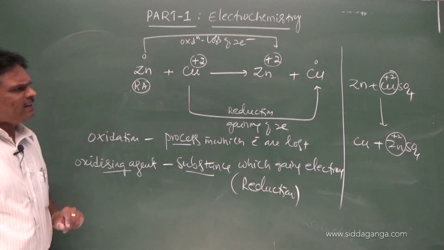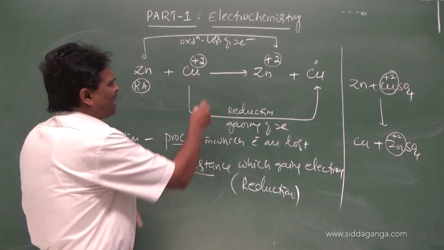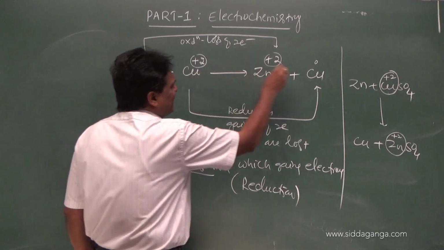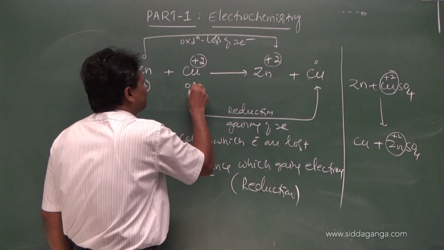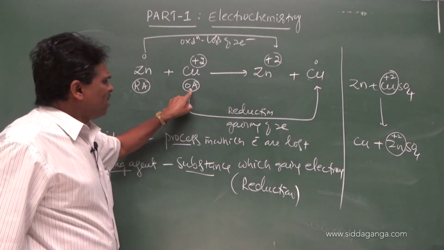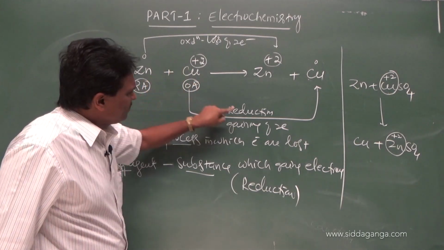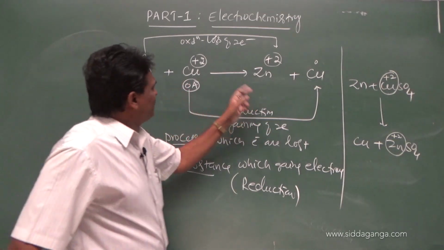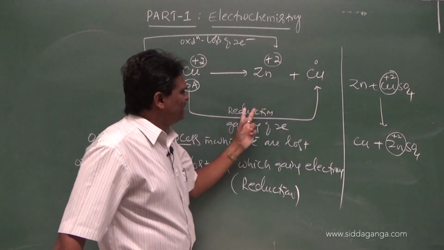Similarly, the copper ion is reduced to copper. So the copper ion gains 2 electrons. It is an oxidizing agent. The oxidizing agent is the copper ion. So an oxidizing agent is a substance which gains electrons. But the conversion of Cu+2 to Cu is reduction, which is a process.